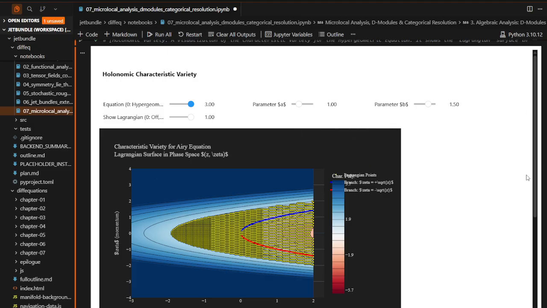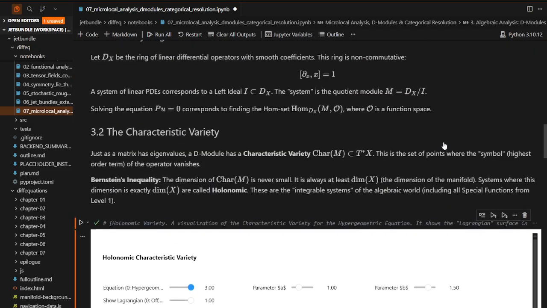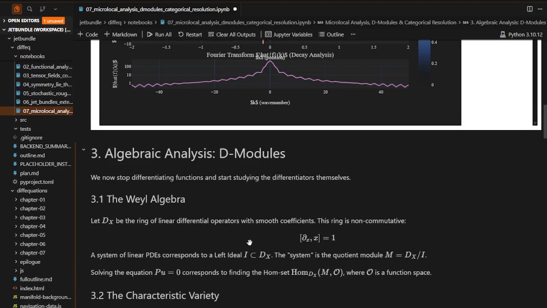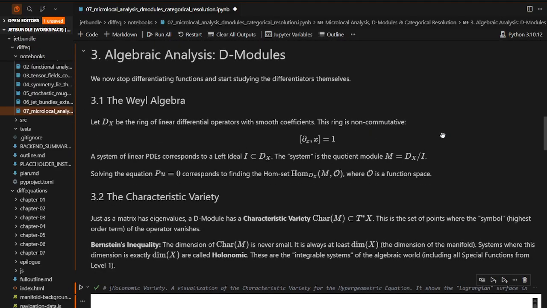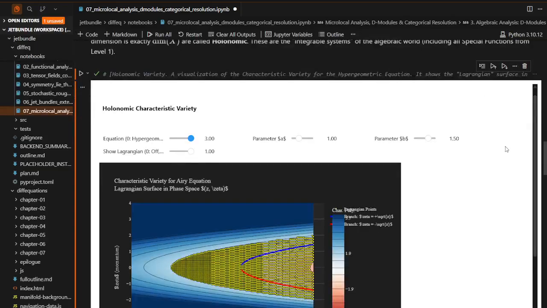Okay. So again, what are we doing? What's the whole point? The whole point was to define a ring of differential operators, and we just quotient it by the left ideal of that ring. And that's the quotient module. If we solve the equation where everything maps to 0, we find the Hom set, and that's the function space. Here's the function space.